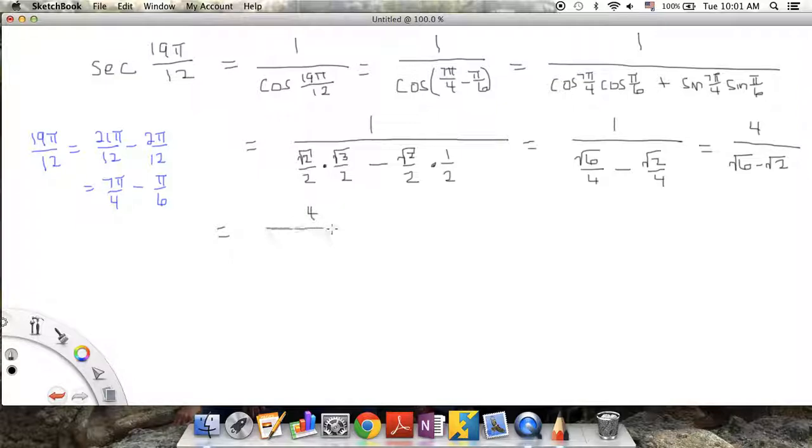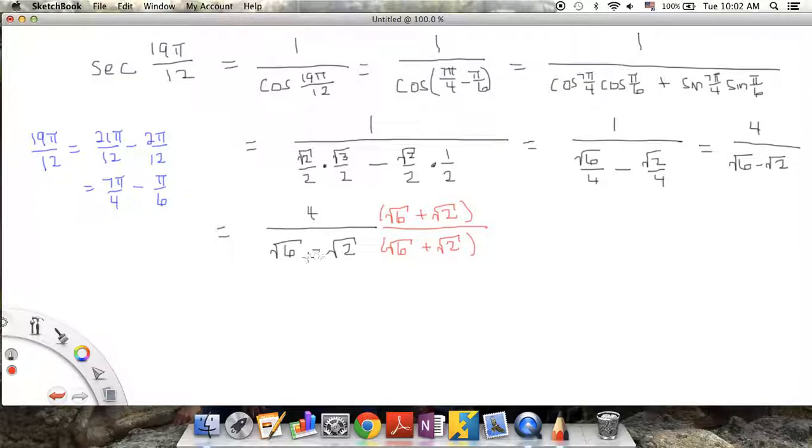Now, personally, I'm okay with you leaving it like this, but when you go to check it in the book, that's not the answer they're going to give you because they don't like having these radicals in the bottom. And that's just a personal preference, I think. And so you need to know how to rationalize these things, but it's not always necessary. I want you to go ahead and do that though, just to get practice.